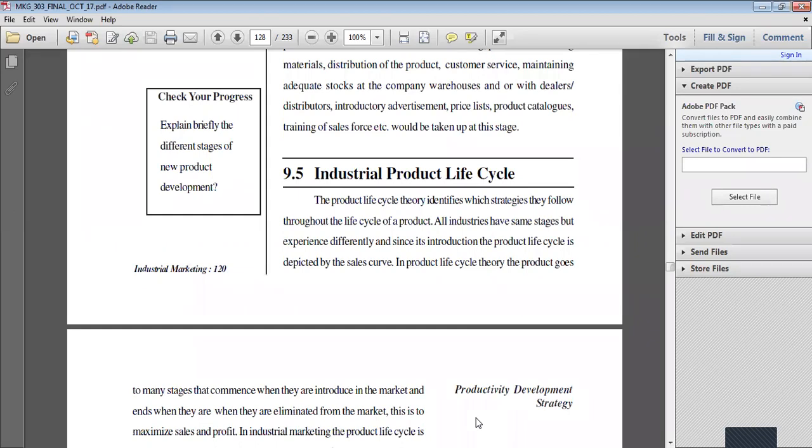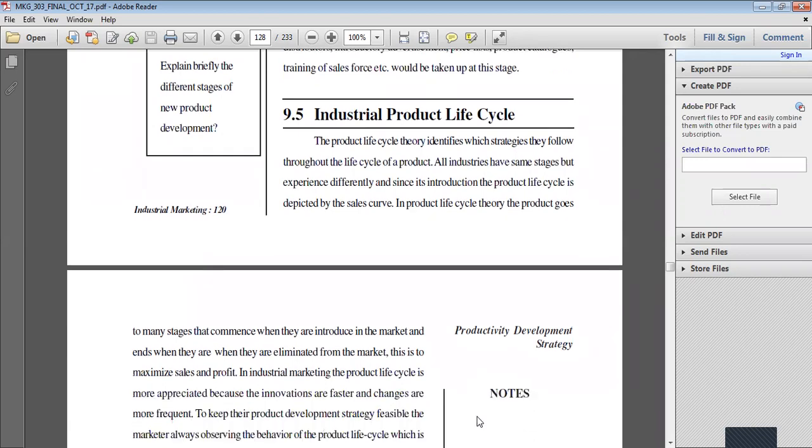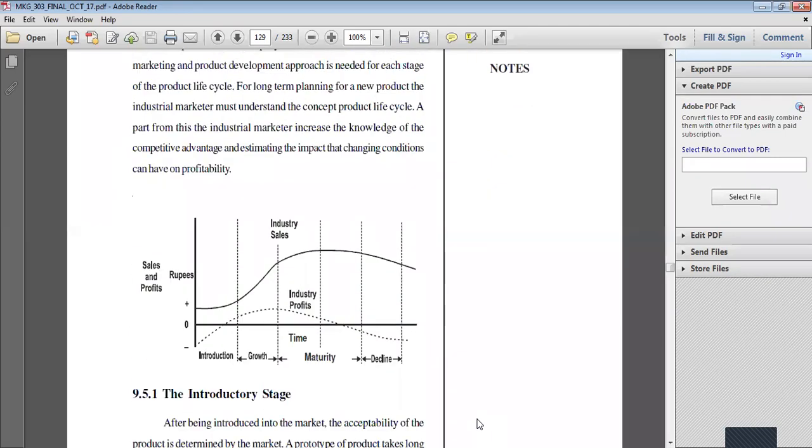In product life cycle theory, the product goes through stages from when it is introduced in the market until it is eliminated from the market. This is to maximize sales and profit. In industrial marketing, the product life cycle is more artificial because innovations are faster and changes are more frequent.